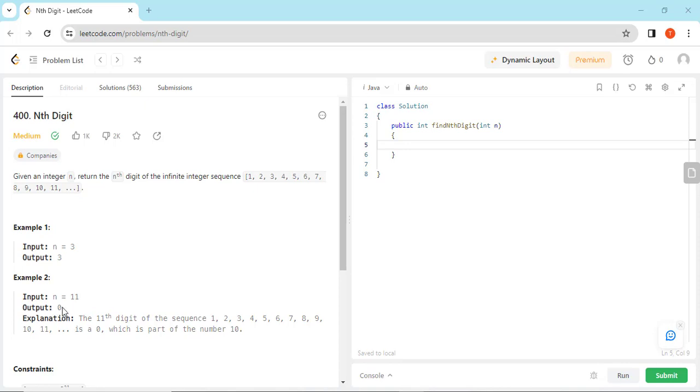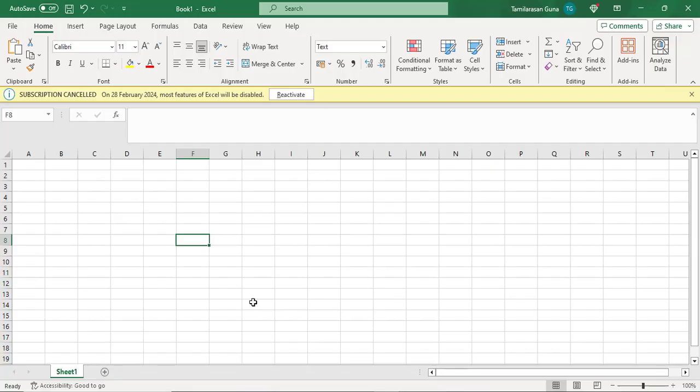Fine. Now let's discuss the logic in detail. Now let's find the total number of single digit numbers. From 1 to 9, we have totally how many numbers? 9 numbers. So this is pretty easy. Fine. Now 10 to 99. Totally how many 2-digit numbers are there? So 99 minus 9, which is 90.